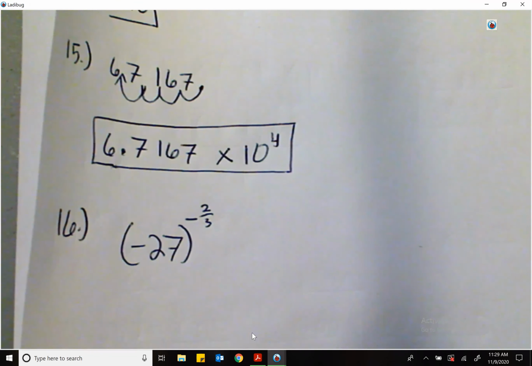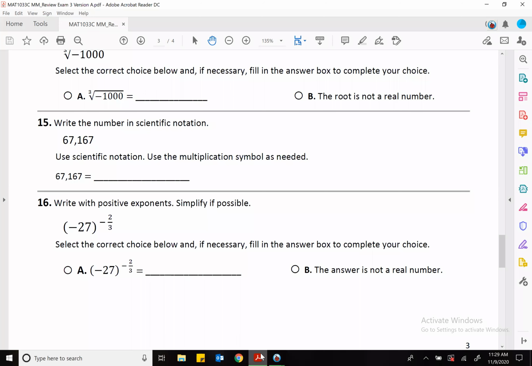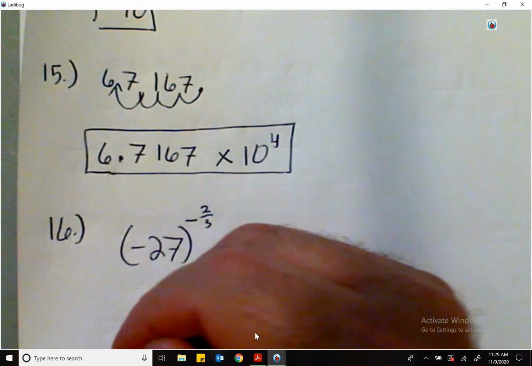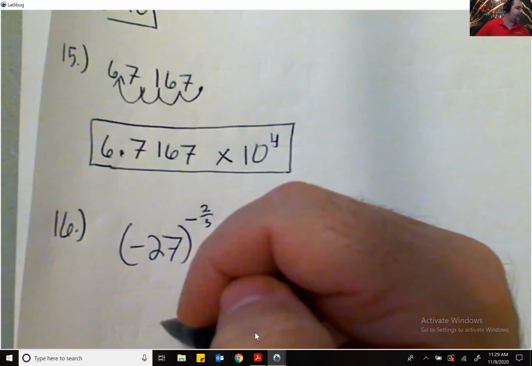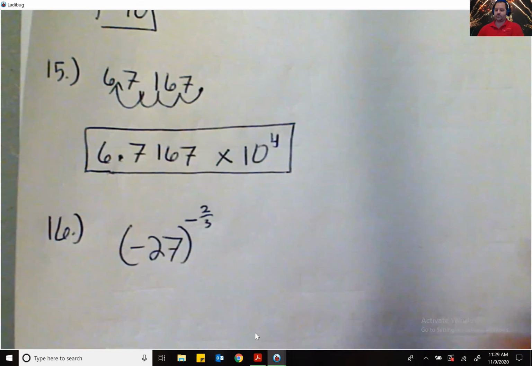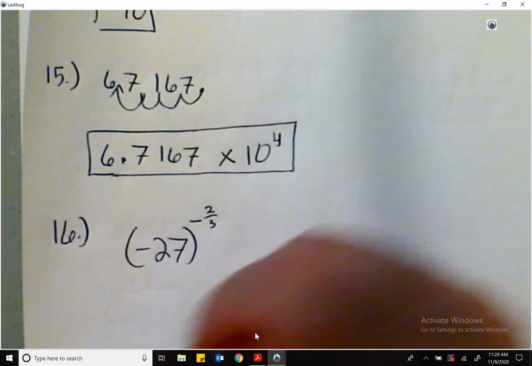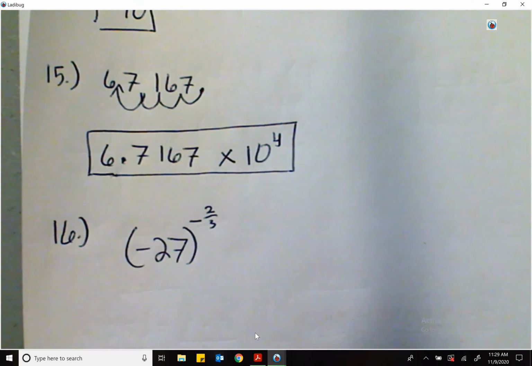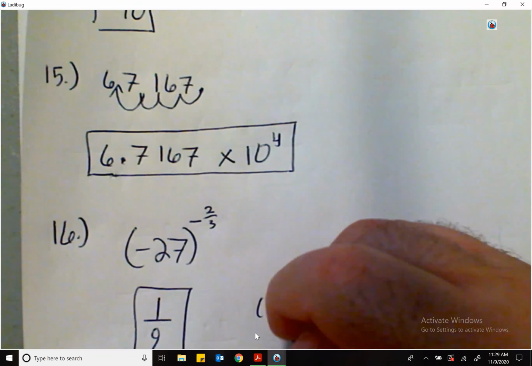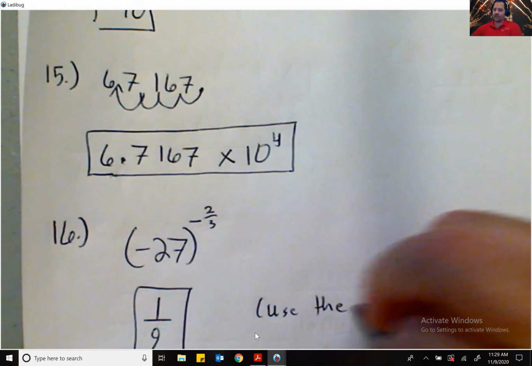Put it in your calculator. It's not undefined. You put it in the calculator, negative 1/9? No, it's not negative 1/9, but you're close. Positive 1/9. I didn't put the brackets. Yeah, you gotta watch that. Brackets.